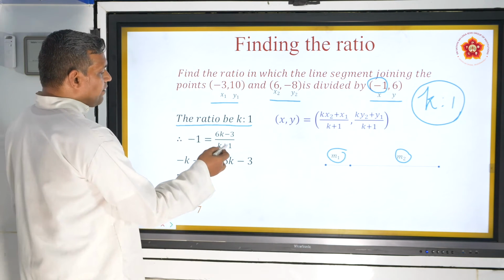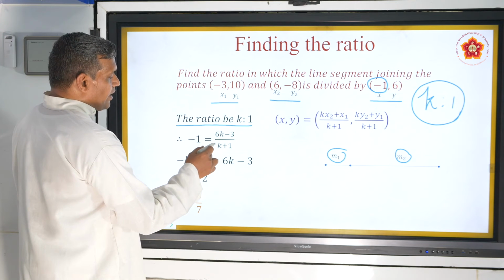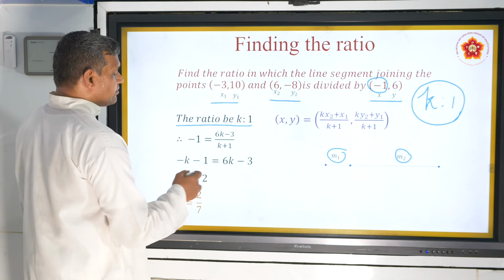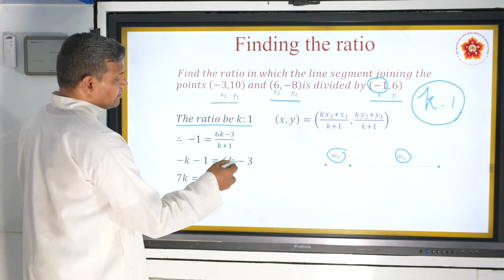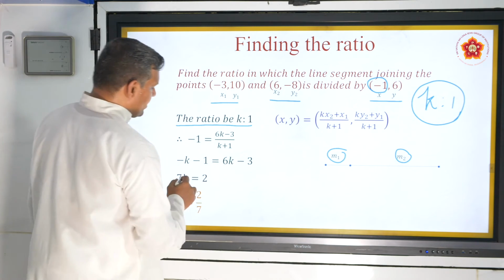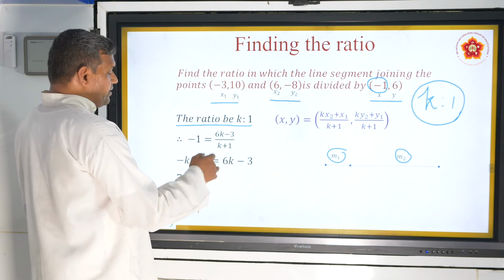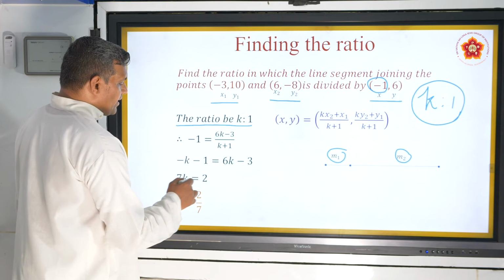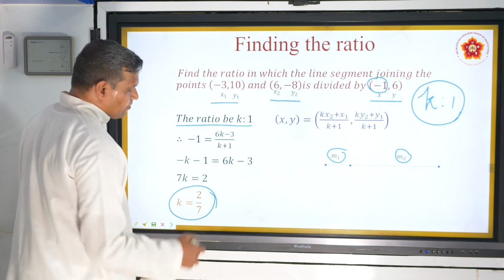What do I do? I cross multiply. So minus 1 into k is equal to minus k minus 1. Minus k minus 1 is equal to 6k minus 3. Transpose 6k to that side. It will become plus 7k. And then minus 3 to this side. Then it will become plus 3 minus 2. Minus 1 is equal to 2. So 7k is equal to 2. k is equal to 2 by 7.